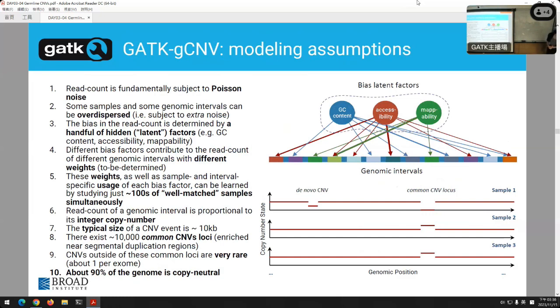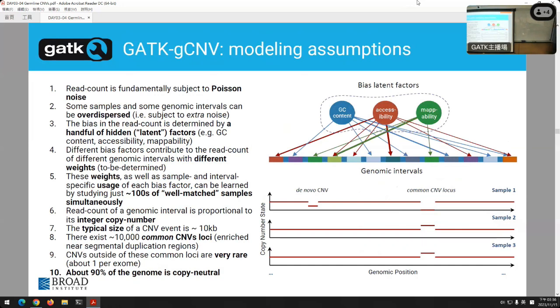Number 6 is really our fundamental assumption that read count is in some way proportional to the integer copy number. Otherwise, it wouldn't be useful to us at all. Number 7, this is a parameter that we can set in the model. We say that the typical size of a CNV is on the order of 10 kilobases. In reality, there is a huge range of sizes of CNVs, but we pick a number in the middle so that we get decent resolution across the whole range.